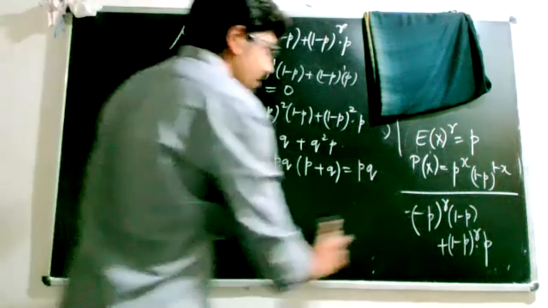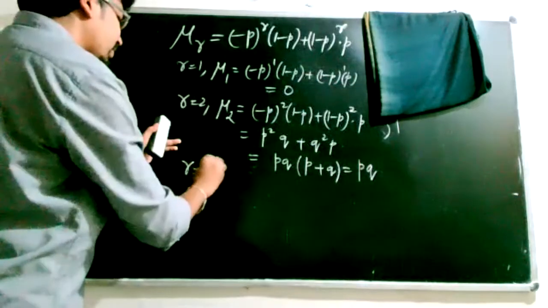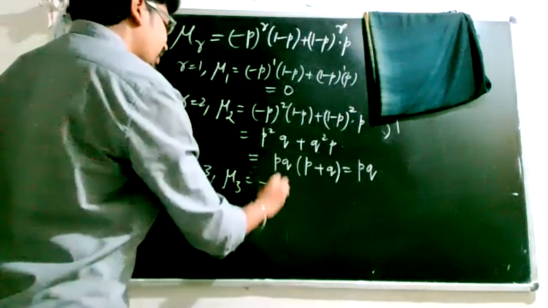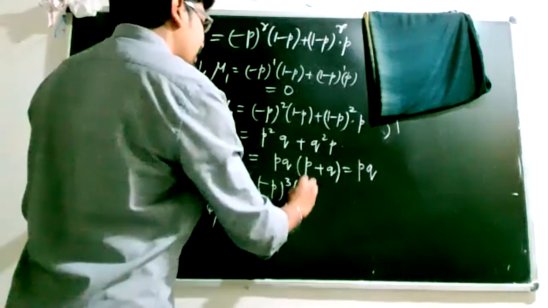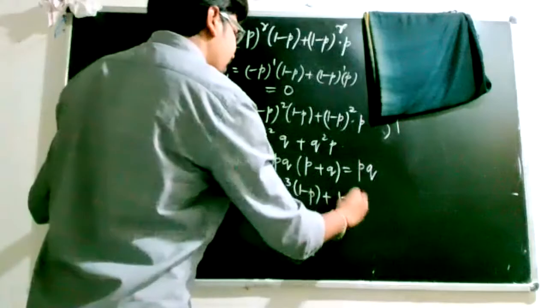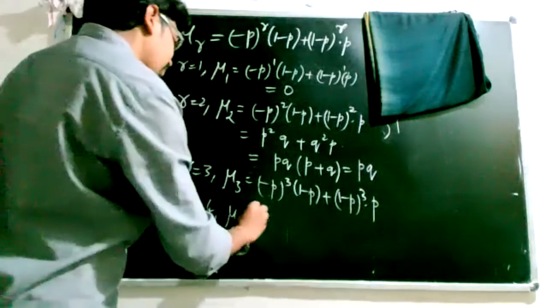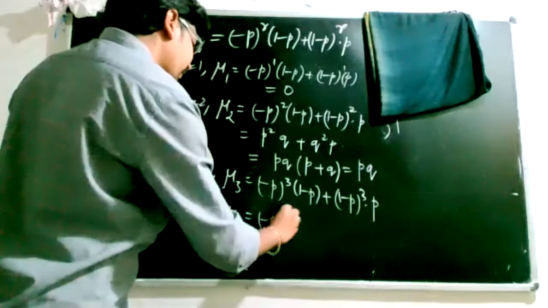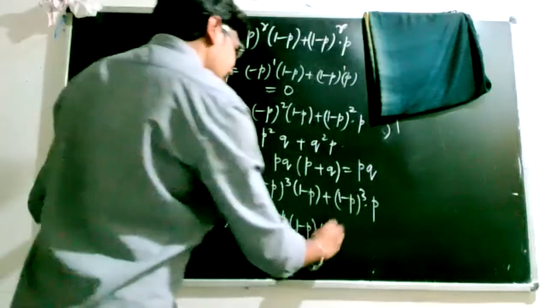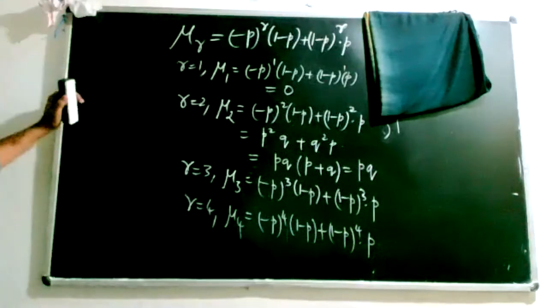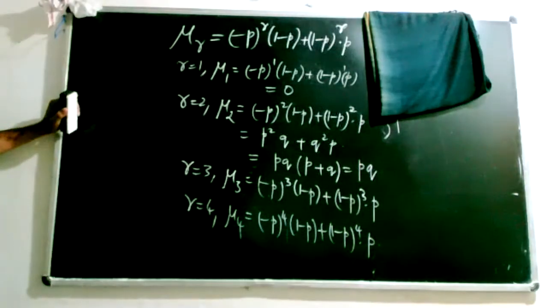Now similarly take r is equal to 3, r is equal to 4, and you can obtain your mu3 as well as mu4. So mu3 will be minus p power 3, 1 minus p plus 1 minus p power 3 into p. So simplify that, and mu4 will be minus p power 4 into 1 minus p plus 1 minus p power 4 into p. So this is how you can easily derive your mu1, mu2, mu3, mu4.